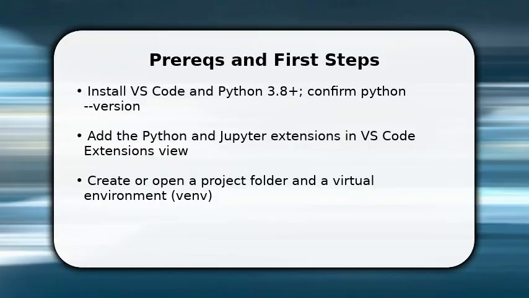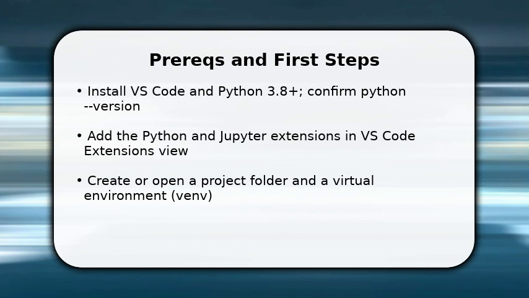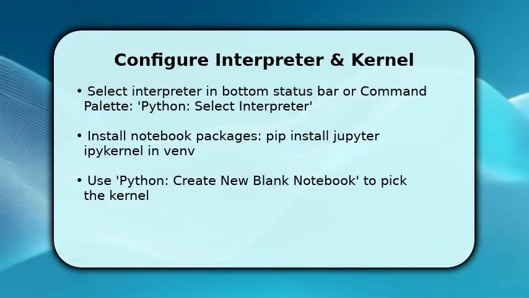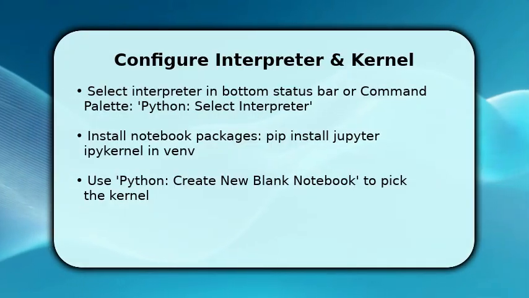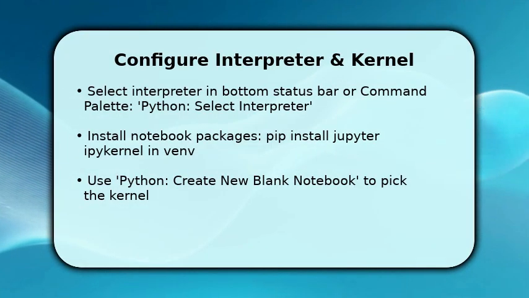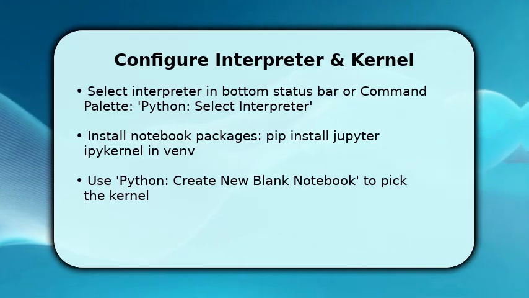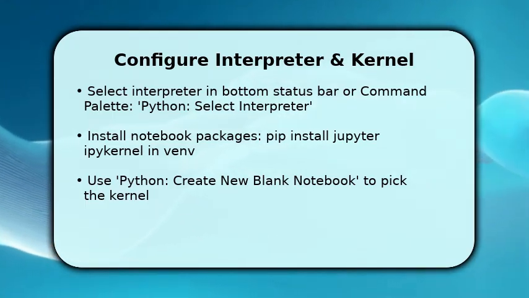Make sure your path points to the virtualenv Python interpreter, so notebooks run against the right environment and packages install locally. Now you configure the interpreter and kernel so notebooks execute correctly. In VS Code, select the virtual environment interpreter from the status bar or command palette. This tells VS Code which Python to use.